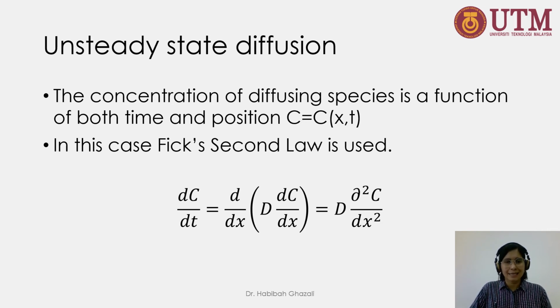Fick's second law says that the partial derivative of concentration with respect to time equals the diffusion coefficient multiplied by the second derivative of concentration with respect to position. With this formula, we incorporate time and position to calculate the concentration, and this is what we call non-steady state diffusion.